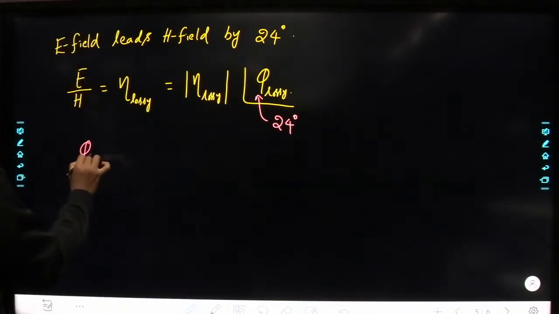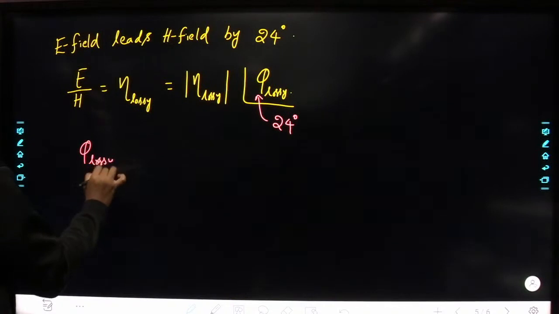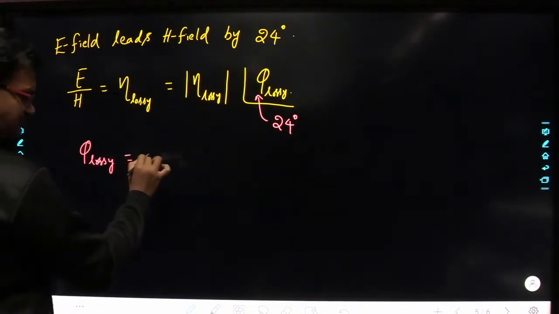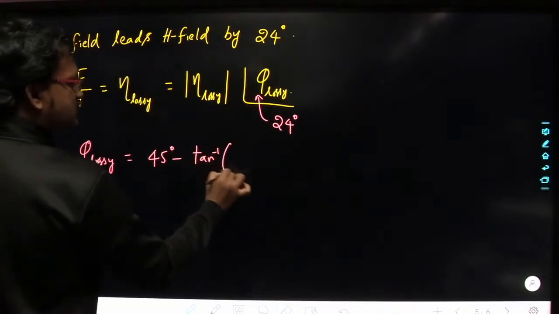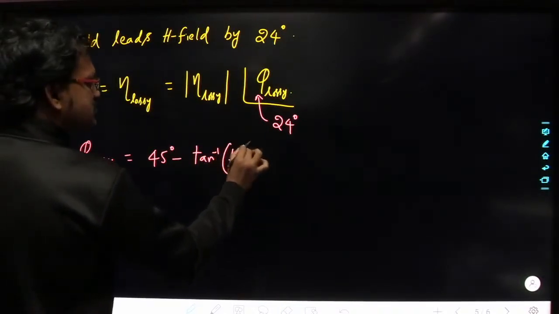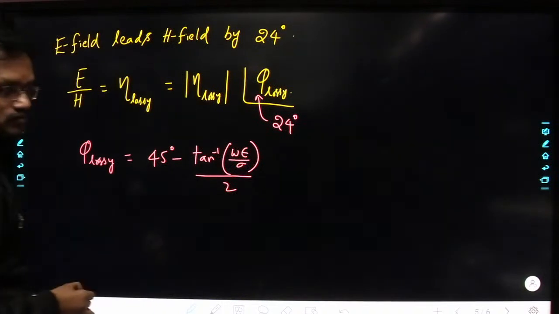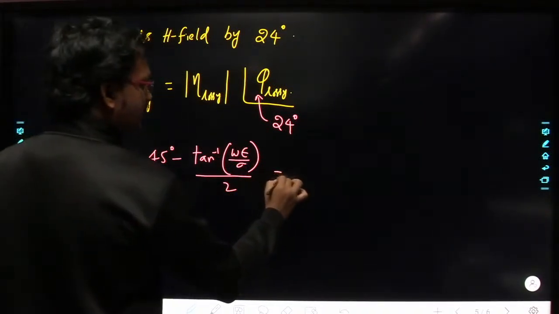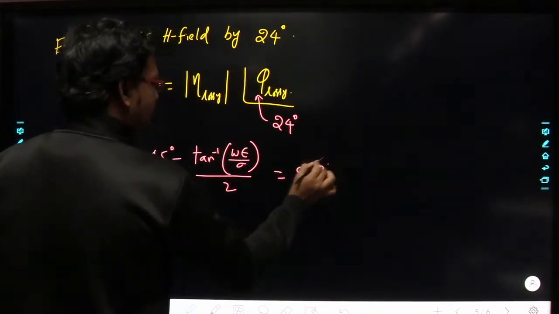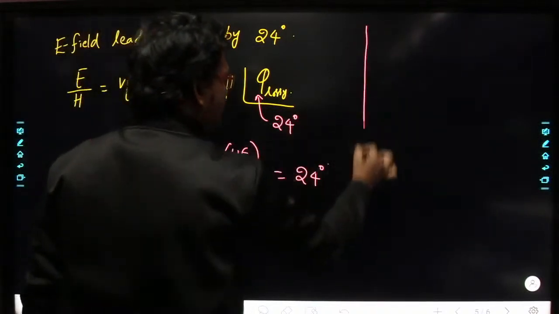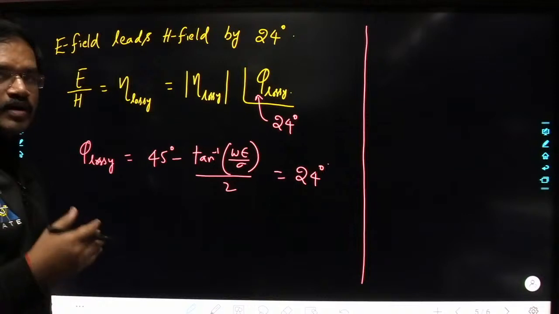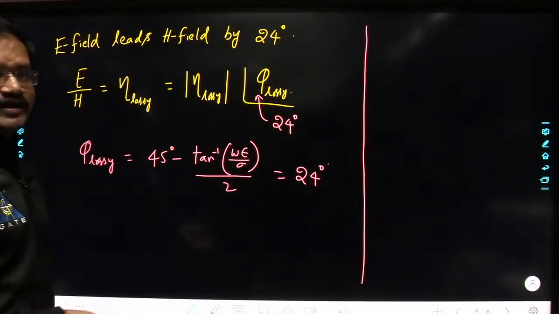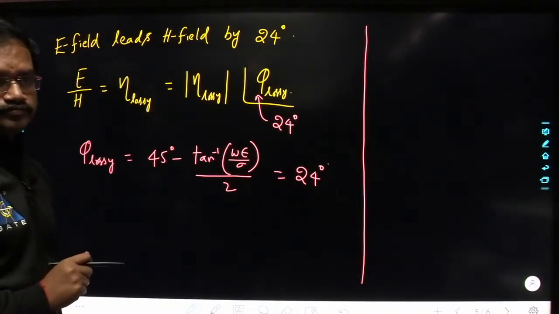So the expression for phi lossy is equal to 45 degrees minus tan inverse of omega epsilon by sigma, divided by 2. This value they have given as 24 degrees. So from here you can determine the sigma by omega epsilon ratio. Once you determine the sigma by omega epsilon ratio, then we can determine the beta value.